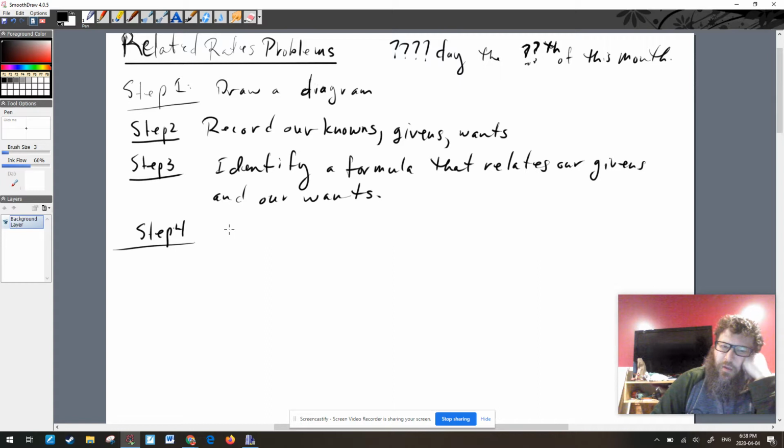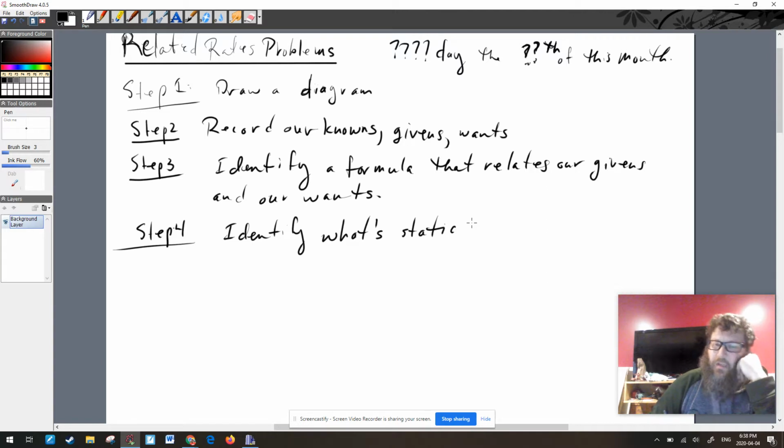Step four is we are going to be very critical thinking. We're going to identify what's static, meaning it doesn't change as time passes. Something that's static was the example that we had where Jad was in the room. It was the height of the room. Anything that doesn't progress or change as the problem continues can be identified as static.